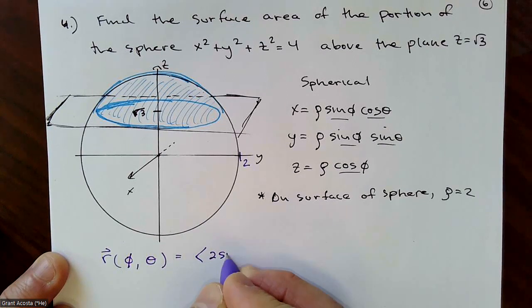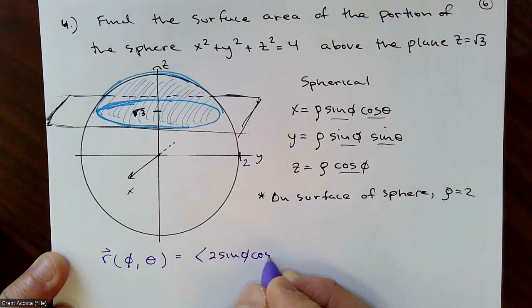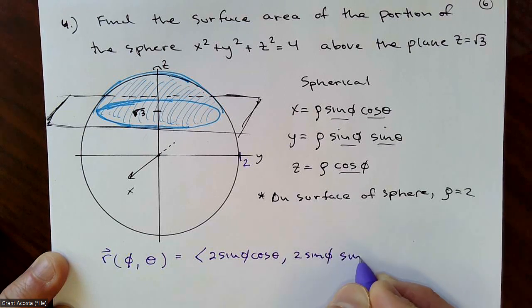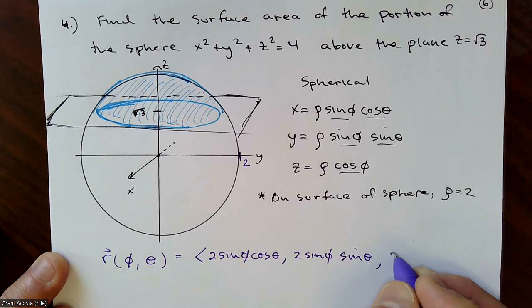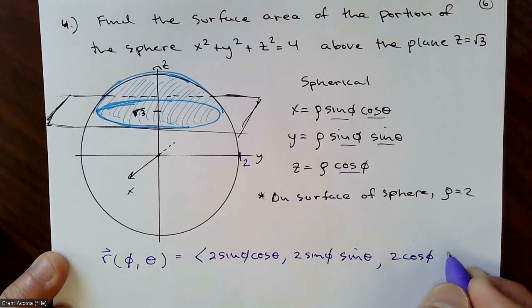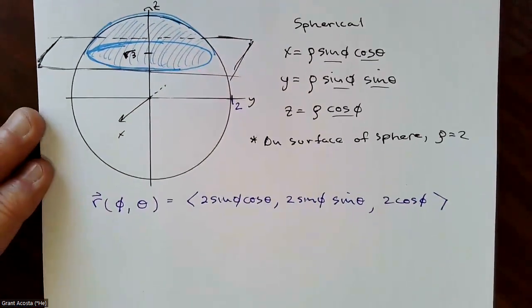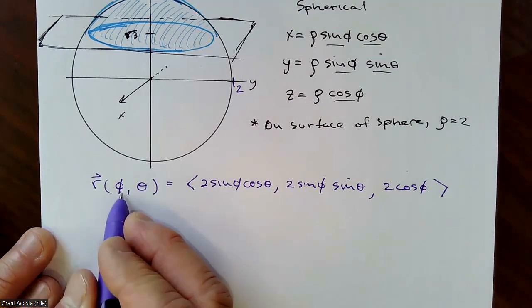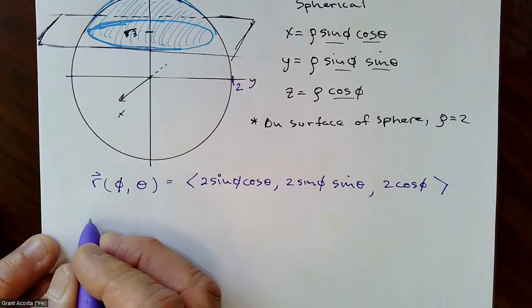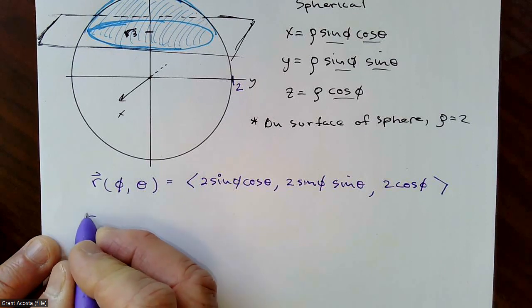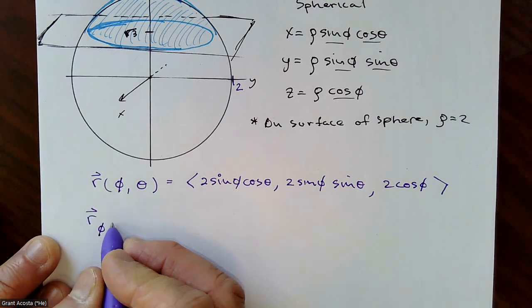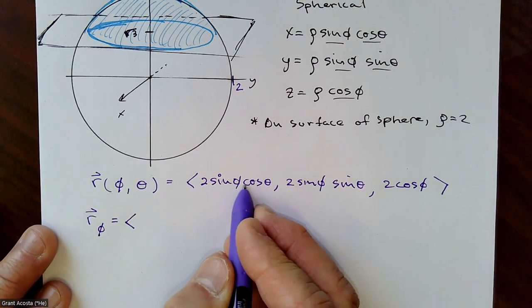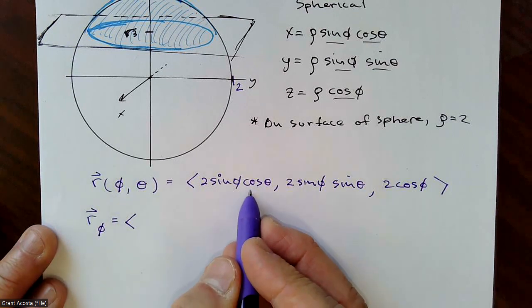X is 2 sine phi cosine theta. Y is 2 sine phi sine theta. And z is 2 cosine phi. So here's an example with two different variables that we haven't seen before in a parameterization, but the idea is the same. I need my 2 partial derivatives, r sub phi and r sub theta. Again, maybe a good time to pause the video and work out those partial derivatives.